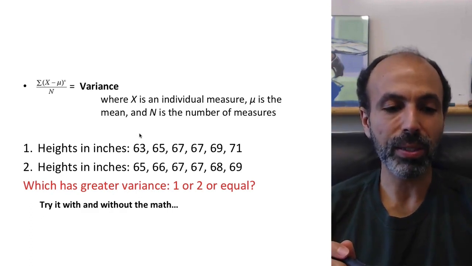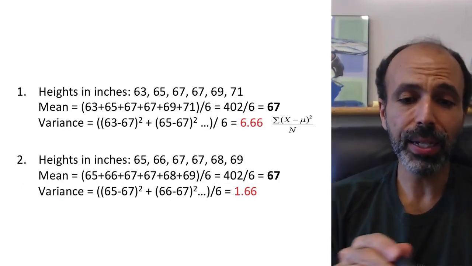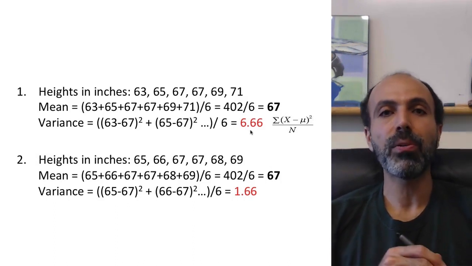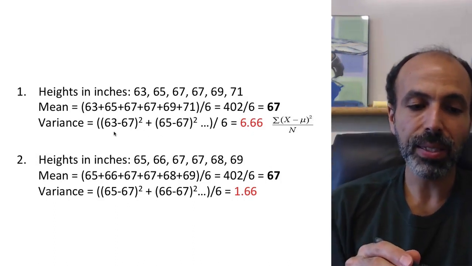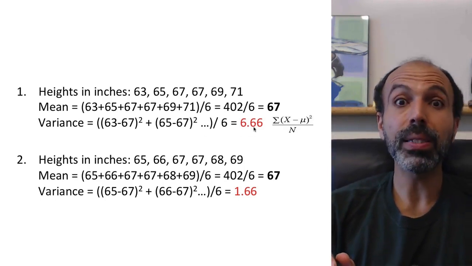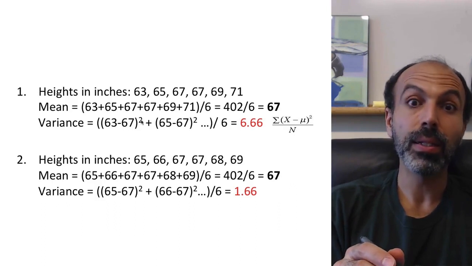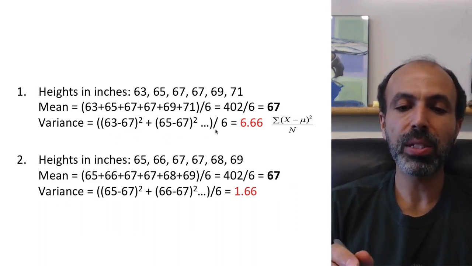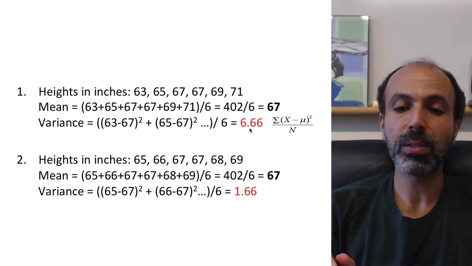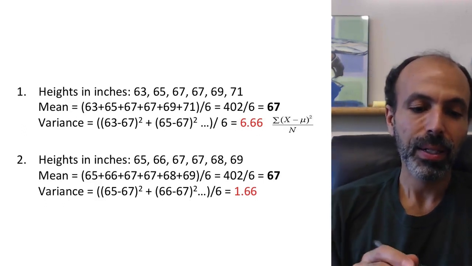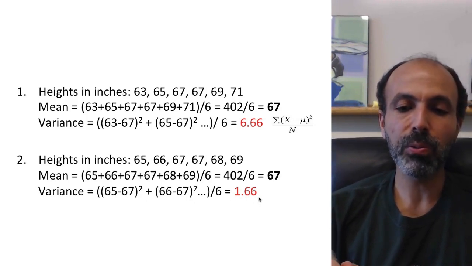Well, let's try this out numerically. So if we get the height in inches, the means for both are 67. That's just adding all the numbers together and dividing by the number of measures. The variance in this case comes out to 6.66 for classroom number 1. This is taking each individual measure minus the mean and then squaring it, adding all those together and then dividing by the total. For those who are interested in sampling variance, no, I didn't put that in there. For classroom number 2, it comes out to 1.66. So clearly there's more variance in classroom number 1 than classroom number 2.